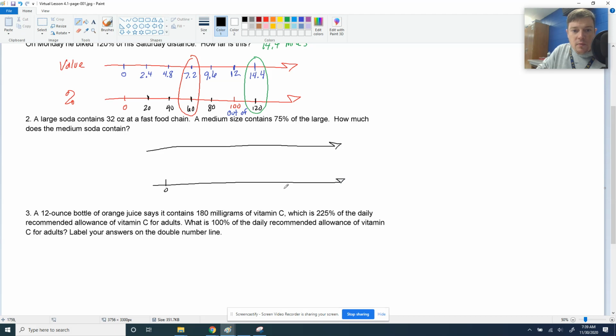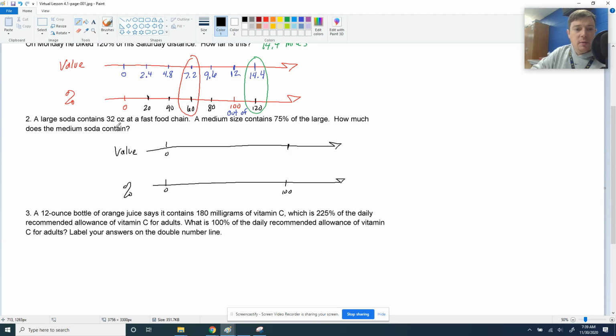And we've got our 0. We'll always have our 100. And our value up here will always have those things involved as well. So value, and this is our percent. All right. A large soda contains 32 ounces at a fast food chain. A medium size contains 75% of the large. How much does the medium soda contain?